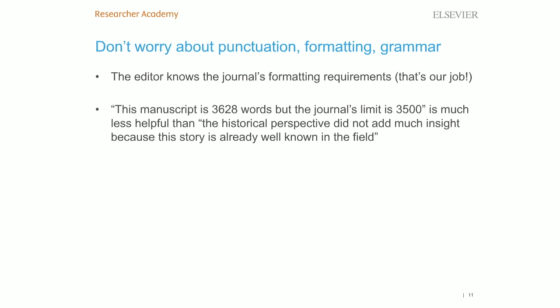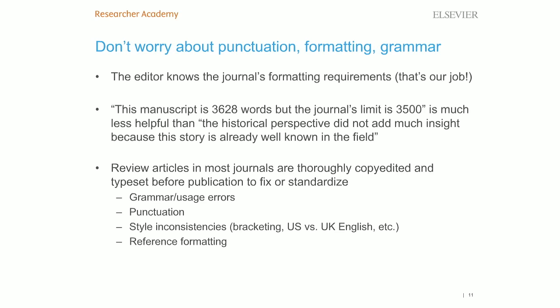how to reduce that, or maybe it's fine if the author exceeds it by a couple of percent every once in a while. Comments that are much more helpful about length are along the lines of, okay, well, the historical perspective didn't add much insight. Everyone in the field already knows this. There's really no point to include it. So rather than commenting on, oh, this didn't meet the journal's formatting guidelines, maybe give the authors a way to revise their manuscript so that it is a better fit for the journal's aims and scope.